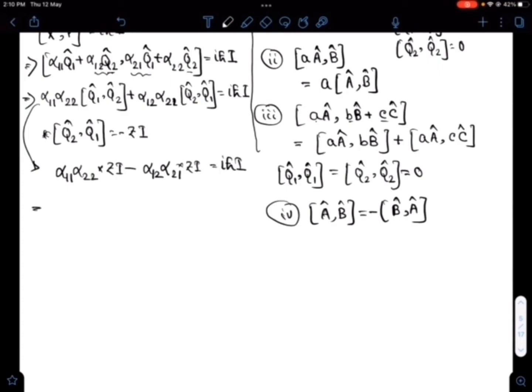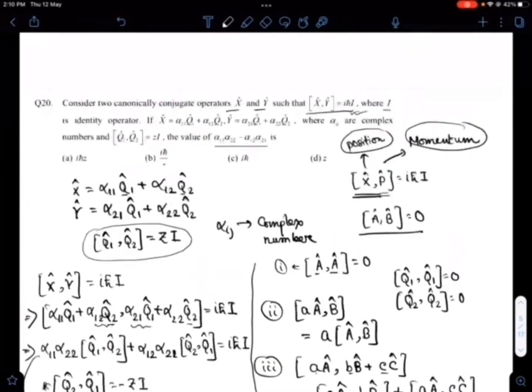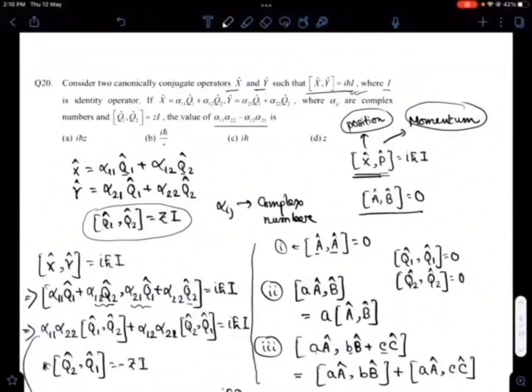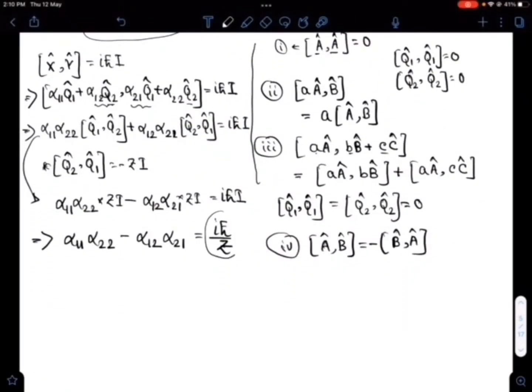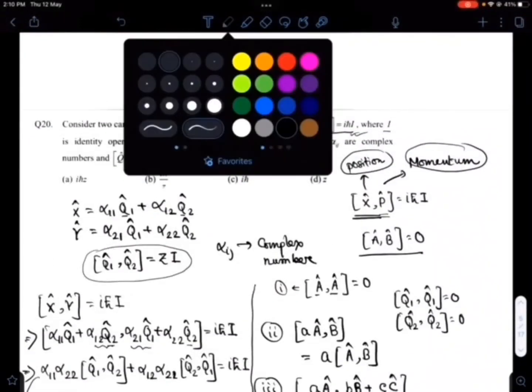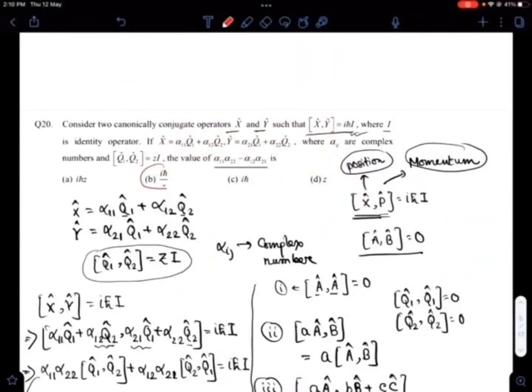So from this we can get alpha 1 1, alpha 2 2 minus alpha 1 2, alpha 2 1 is equal to i h cut by z. So in this question we have to find alpha 1 1, alpha 2 2 minus alpha 1 2, alpha 2 1, which we found out to be i h cut by z. So our correct answer is this one. So this is our answer.